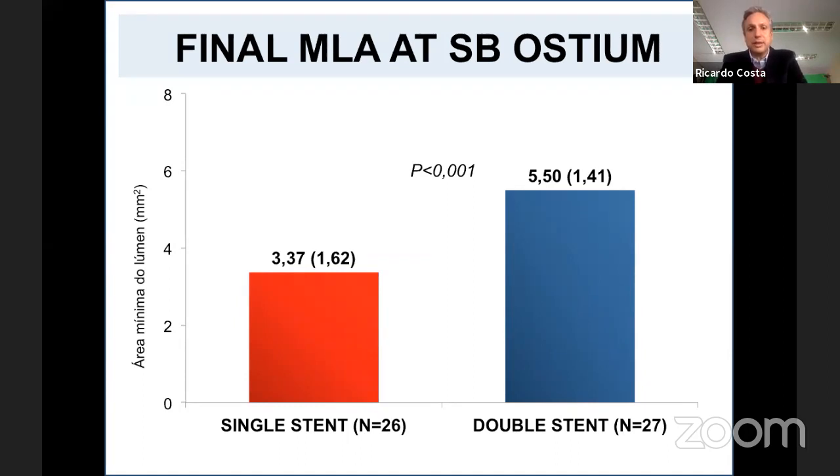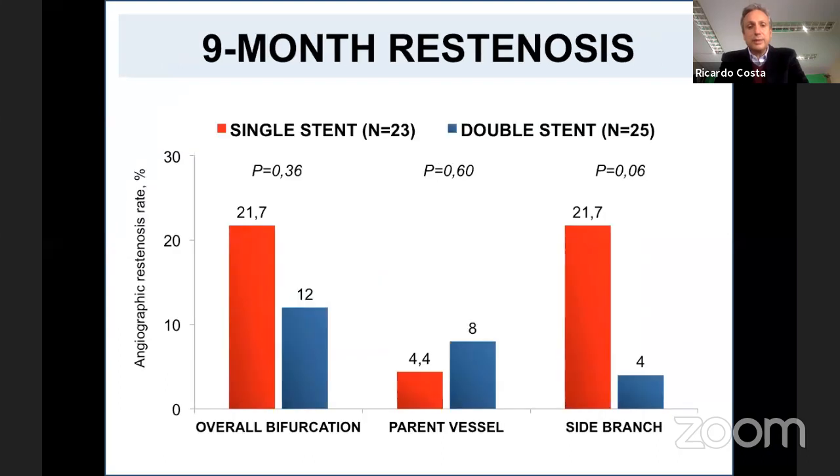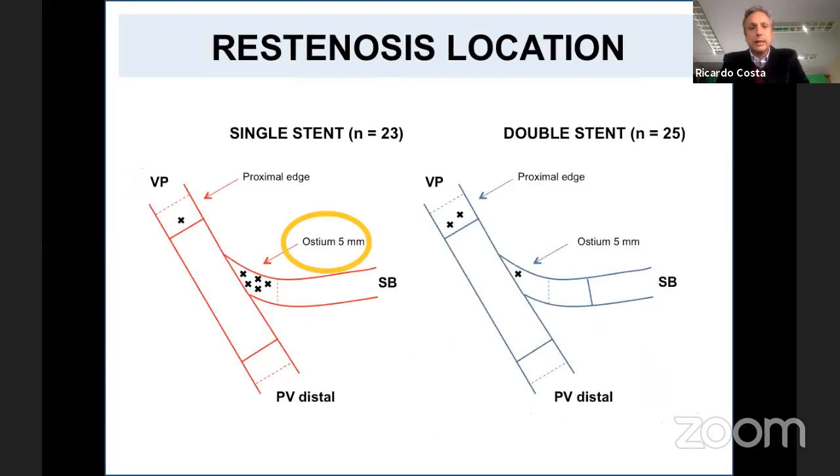So as you expect, of course, double stenting would offer a larger area post-procedure in the osteal location of the side branch. But very importantly, this difference is sustained at 9-month follow-up, and that speaks for less restenosis found in the side branch with double stent as compared to single stenting. In terms of the restenosis location, most of them were found at the osteal location, and we see this systematically with any technique in any study. So that is the location where we should concentrate our efforts to get an optimal result.